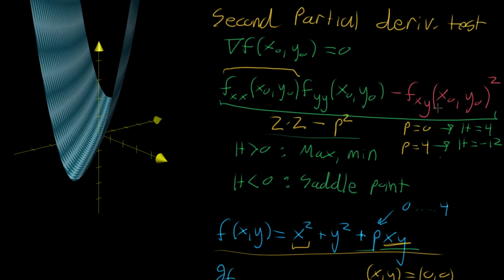And in the next video, I'll try to give a little more intuition for where this whole formula comes from, why it's not completely random, why taking this and analyzing whether it's greater than 0 or less than 0 is a reasonable thing to do for analyzing whether a point you're looking at is a local minimum, a local maximum, or a saddle point.